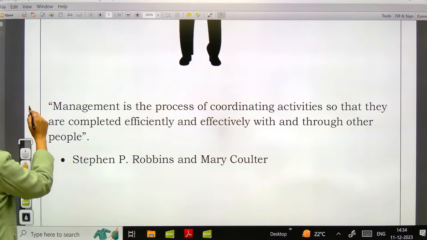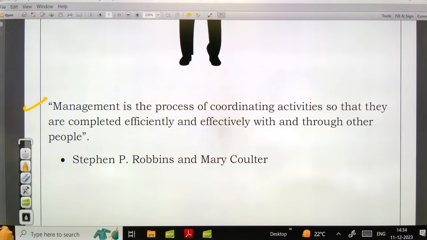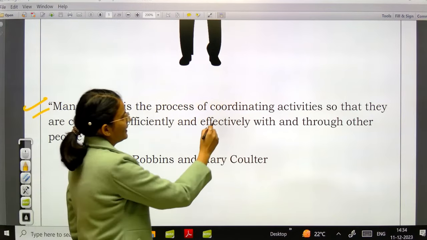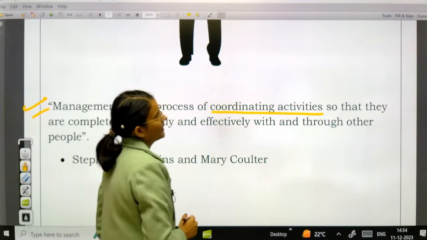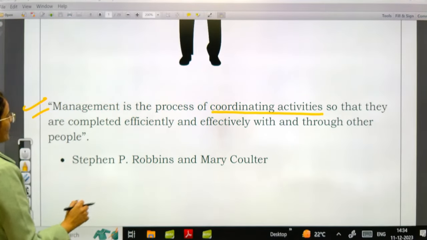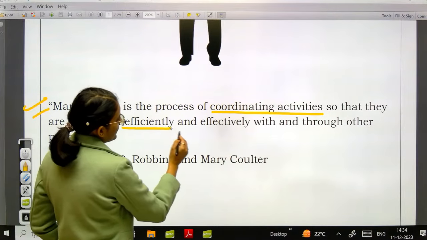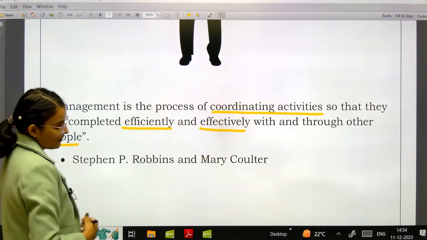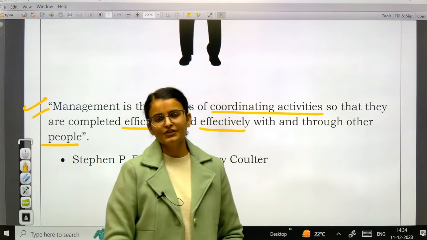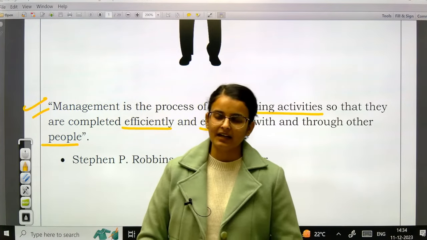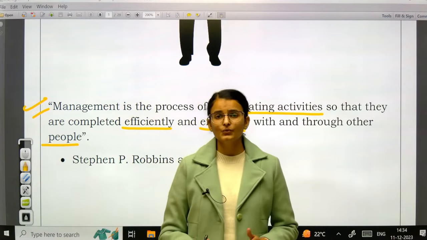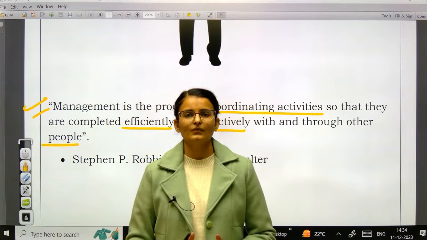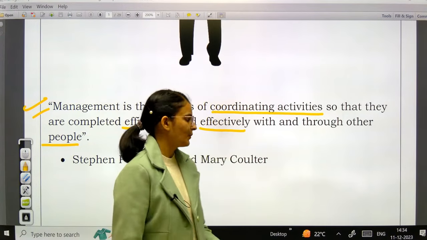So in the view of Stephen P. Robbins and Mary Coulter, management is the process of coordinating activities. The keywords are here: coordinating activities, so that they are completed efficiently and effectively with and through other people. So basically, management is work in which the manager's efficiency lies in making other people do the work efficiently and effectively, without wasting resources, without wasting time, and staying motivated.